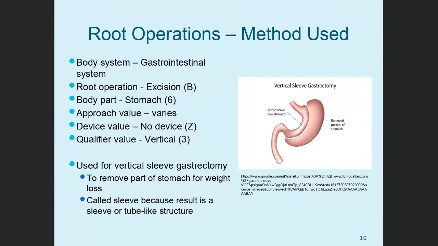Another method is the qualifier value vertical. This is in the gastrointestinal system and used for a gastrectomy procedure. This is a specific gastrectomy called a vertical sleeve gastrectomy. You can see it's called a sleeve because what's left is kind of a long tube, and all of this is taken out. So it's to remove part of the stomach for weight loss. So it's gastrointestinal system, excision, stomach, and the qualifier vertical tells you what kind of excision was done.